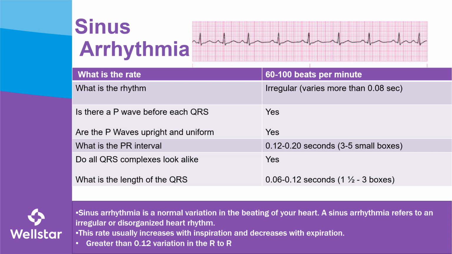Sinus arrhythmia. So looking at this, the rate is between 60 and 100 beats per minute. So it's not a bradycardia and it's not a tachycardia, but by looking at this, it is not a normal sinus rhythm. It is a sinus arrhythmia. What makes this a sinus arrhythmia is the lack of it being regular. I can tell that from here to here is a shorter distance than from here to here.